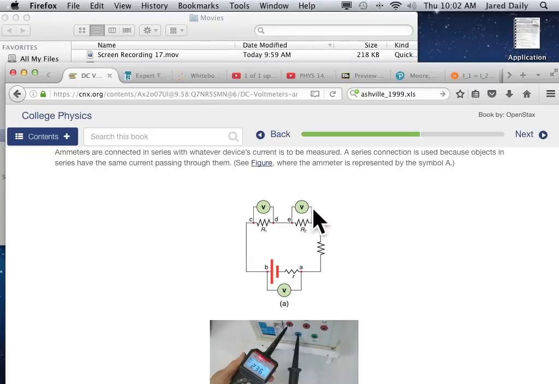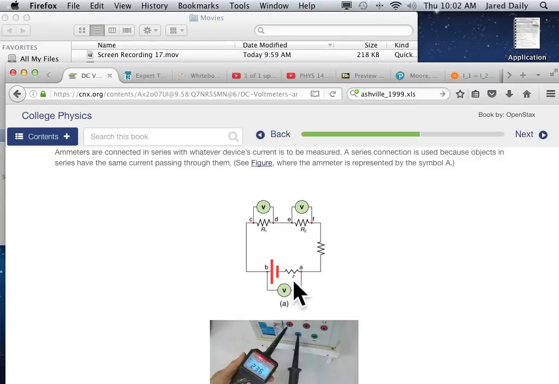So you just connect it across different components. And you can connect it across multiple components, more than one component, to measure the voltage drop from this point in the circuit to this point in the circuit. That's perfectly fine. You can measure the voltage across the battery or whatever else. But a voltmeter just does this.